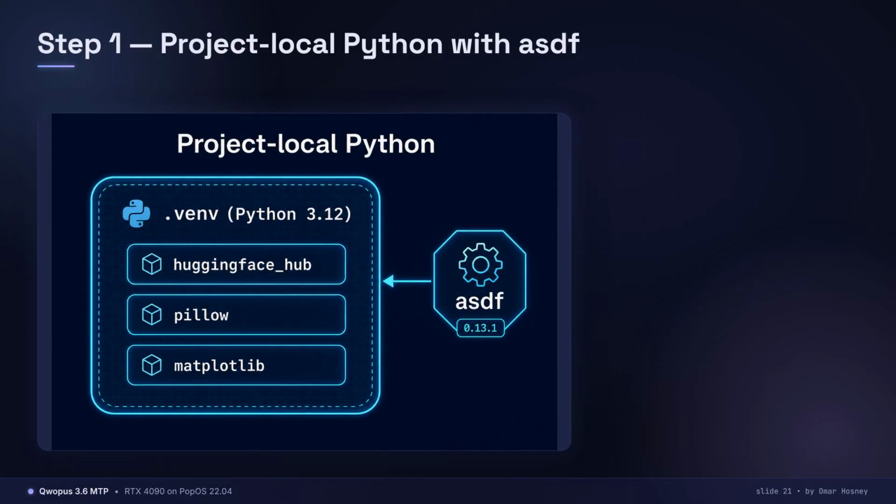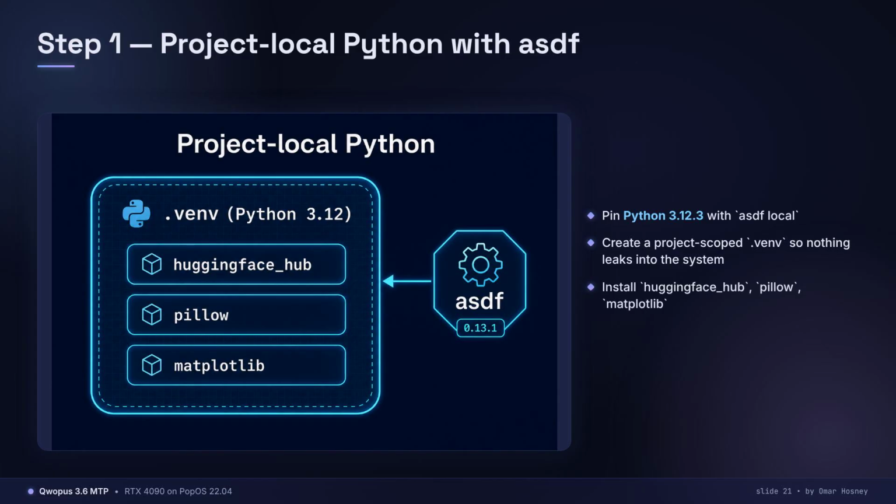Step 1 is the boring but important part. We pin a specific Python version for this project. I use asdf, which lets you keep different Python versions side by side. We run asdf local python 3.12.3. Then we create a project-scoped virtual environment with python -m venv .venv. From inside that venv, we install the small Python packages we need: Hugging Face Hub for downloads, Pillow, and Matplotlib for the screenshots and charts. One subtle trap is to make sure no stray virtual environment is already active when you create the new one, otherwise your venv picks up the wrong interpreter.